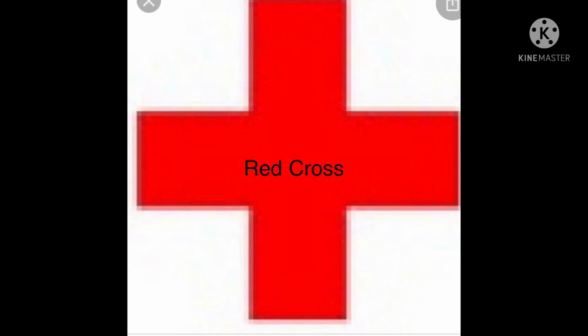Coming up next is a red cross sign which you must have seen on a first aid box or on an ambulance or in hospitals. This sign is used to serve the sick and ill people. So on your first aid box or on your ambulances, if you observe, this is a significant sign which is put up there.